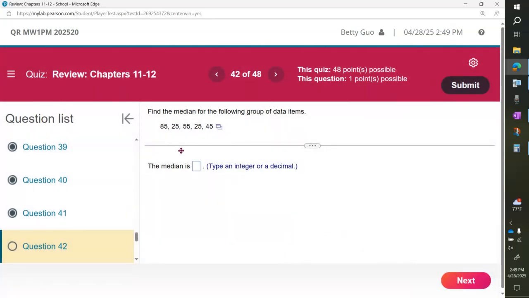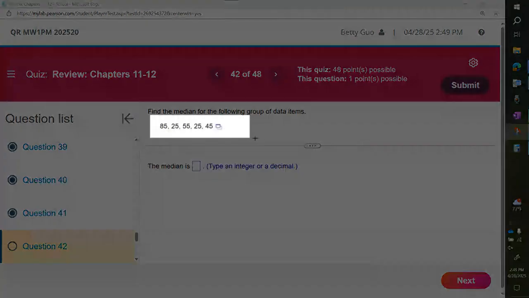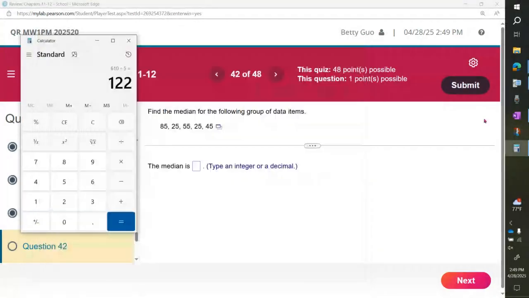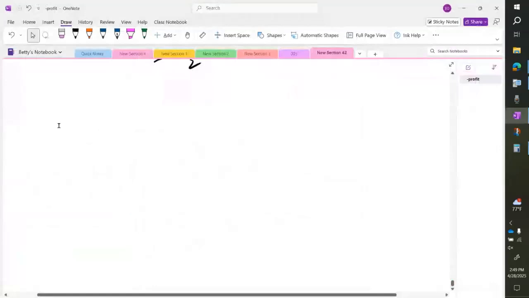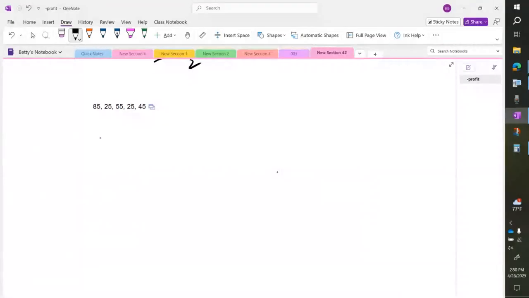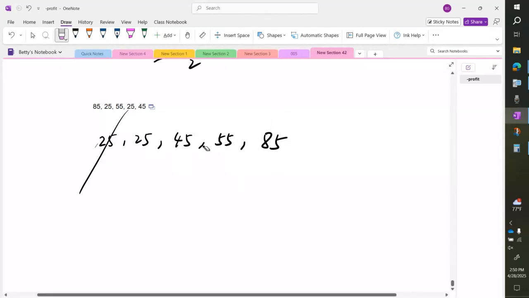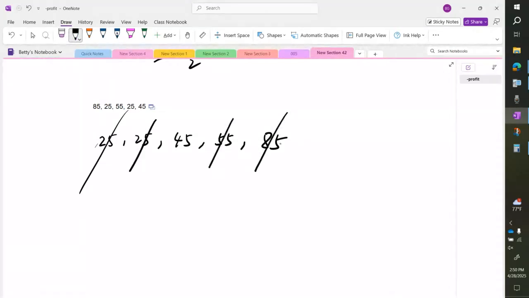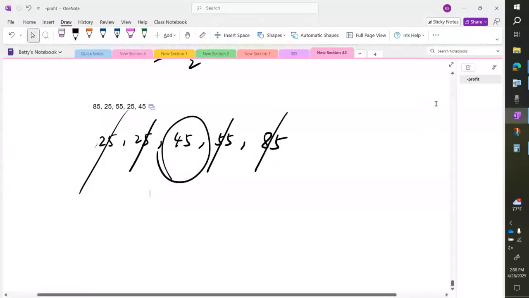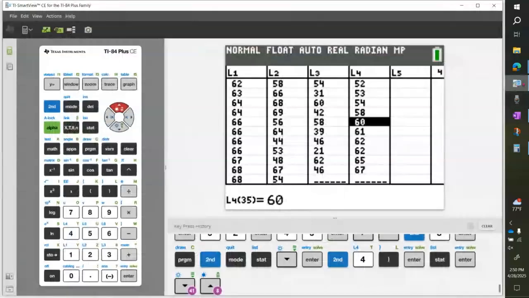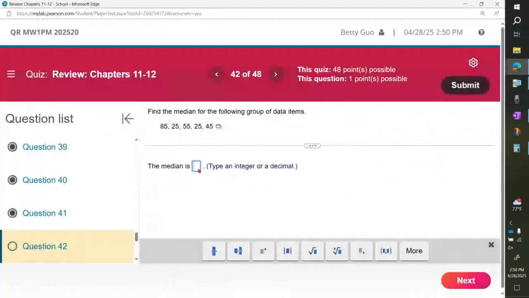Find the median again. 5 values. Sort them. Smallest value, 25, 25, and then 45, 55, 85. So in order, right? Smallest, biggest, smallest, biggest. 45 is in the middle, so 45 is the median.